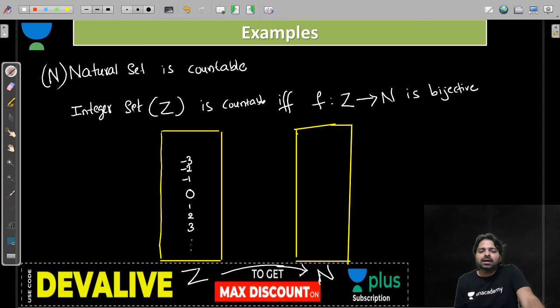For simplicity, I'm just taking N0, meaning including 0, so that my mapping will become easy. Without 0 also you can consider it, it's your choice.